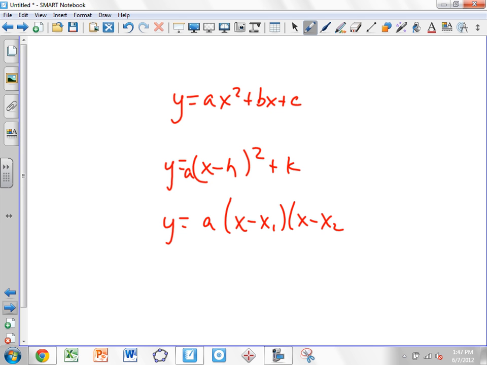Alright, so we have three forms, right? The first form, what do we call that one? Standard form. Good. Second one? Good, vertex, because you see h, k, right? Third form? Intercept, because x1 and x2 are the intercepts, the x-intercepts.